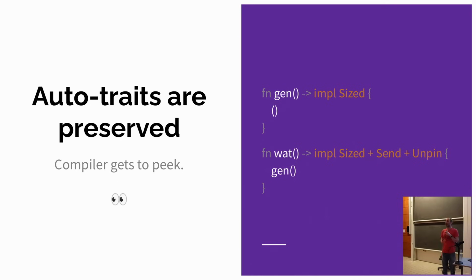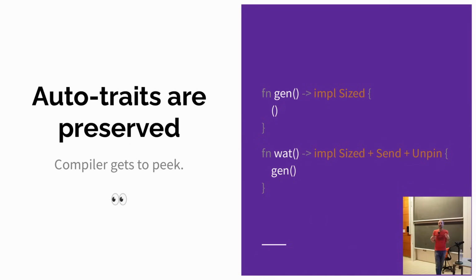Now, one thing that's important to know about impl trait is that auto traits are preserved. So auto traits are things like Send, Sync, Unpin, Sized, the traits that the compiler automatically implements for types. Those the compiler is allowed to peek through. So here you have the gen function at the top that promises only that it returns an impl Sized, but it really returns the unit type, which implements all sorts of traits, including a lot of auto traits. And then you have the what function, which calls gen and just returns the same thing gen returned. But the what function promises that the thing it returns implements Sized and Send and Unpin.